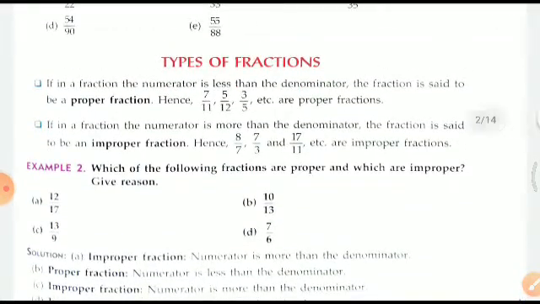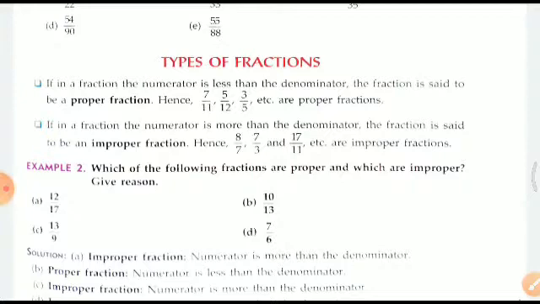If in a fraction the numerator is less than the denominator, the fraction is said to be a proper fraction, right? Because if there are 11 parts of anything, then out of that 7 parts you can give to somebody, right? That is correct. 5 upon 12 are proper fractions.